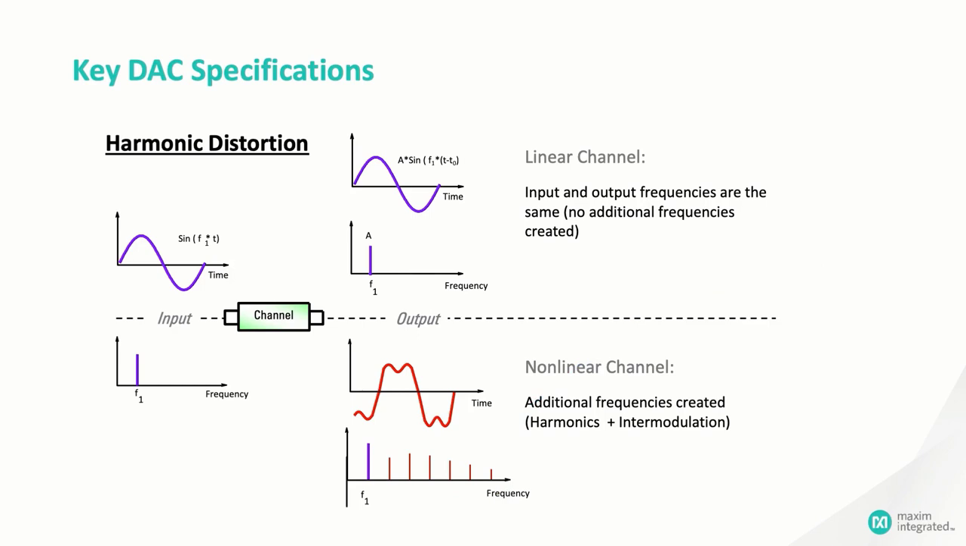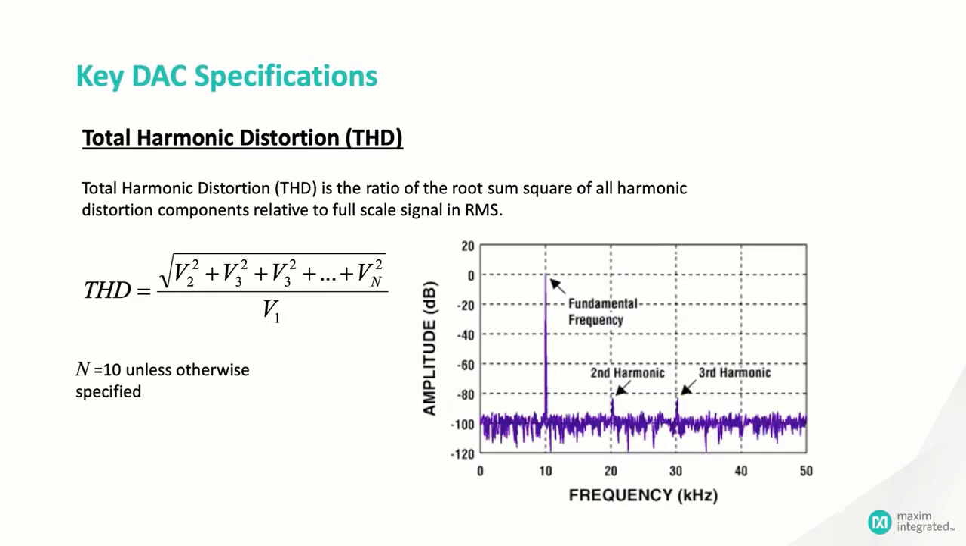The most common measurement of harmonic distortion is total harmonic distortion, or THD. THD is computed by taking the square root of the sum of the squares of all the distortion components, and then taking the ratio of that computed value to the full-scale signal. As we noted before, you can express this value as any kind of ratio, but most frequently you're going to see this expressed as a decibel measure.